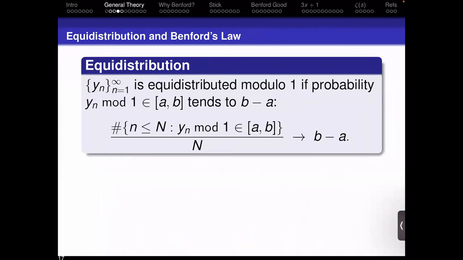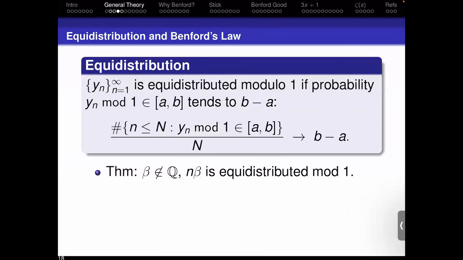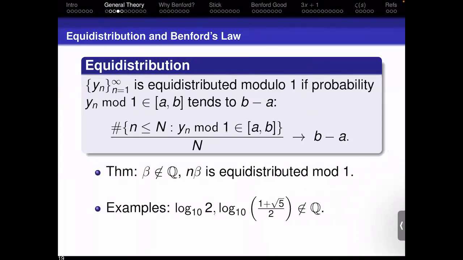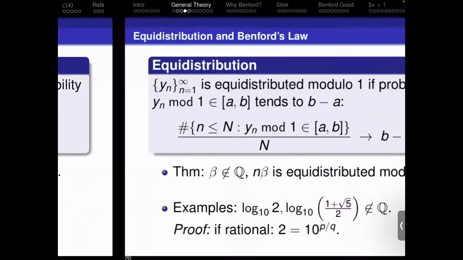So, a sequence is equidistributed mod 1 if the probability that it lands in (a, b) converges to the length of the subinterval (a, b). For example, if we take an irrational number beta, then n beta is equidistributed mod 1. And in fact, a little bit more is true. You can tell how quickly the equidistribution sets in based on the irrationality exponent of beta. That will be very important later when we look at the 3x plus 1 and Benfordness there. So in particular, if we look at the log of 2 base 10 or the log of the golden mean base 10, we see that both of these are irrational, which is going to lead to powers of 2 and the Fibonacci numbers being Benford.